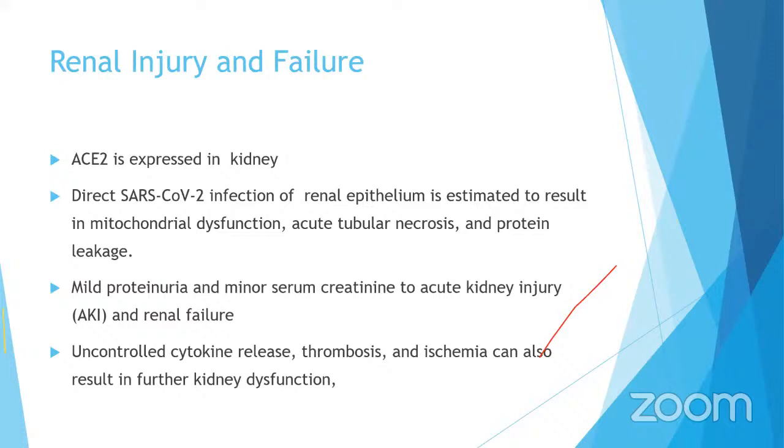How is the kidney affected, the renal injury? The ACE2 receptors are highly expressed in the kidney and the renal tubular cells, so SARS-CoV infection directly affects the renal tubular epithelium. This leads to mitochondrial dysfunction, acute tubular necrosis, and protein leakage. It leads to development from mild proteinuria to minor elevations of serum creatinine and urea, and to acute kidney injury and acute renal failure also. Also, it causes thrombosis and ischemia, leading to further damage to the kidney tissue.